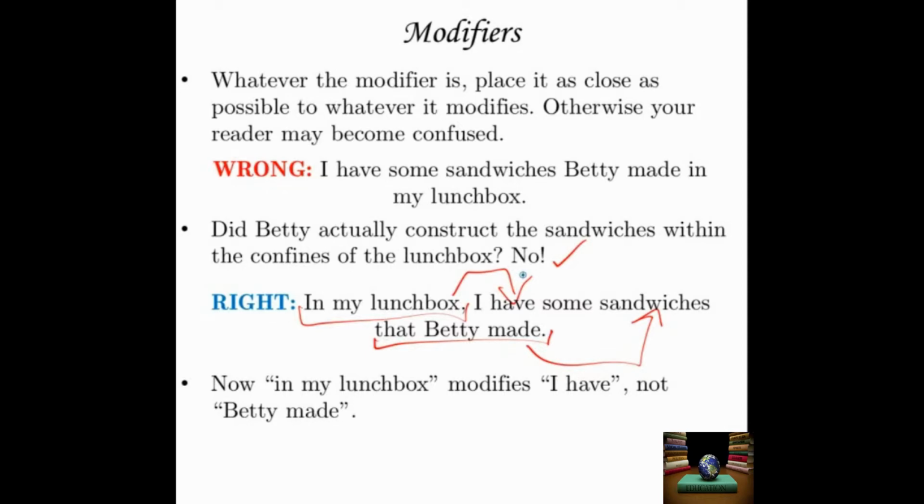In my lunchbox is a modifier phrase that's acting like an adverb, and it's modifying the verb have. Where do you have? You have in your lunchbox. That Betty made is acting like an adjective, modifying sandwiches. What kind of sandwiches? Sandwiches that Betty made. So we put that Betty made next to sandwiches, and we put in my lunchbox next to have. And now nobody is wondering how Betty climbed into your lunchbox in order to construct a sandwich.